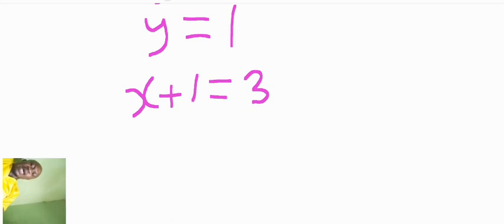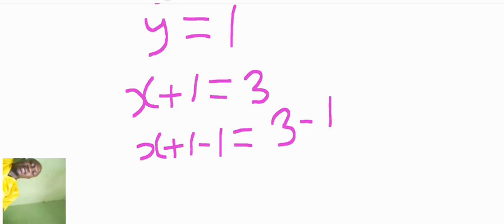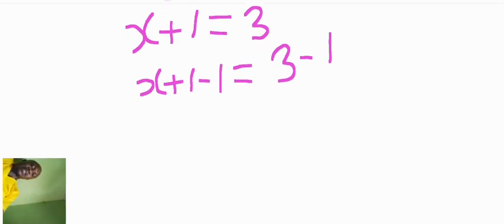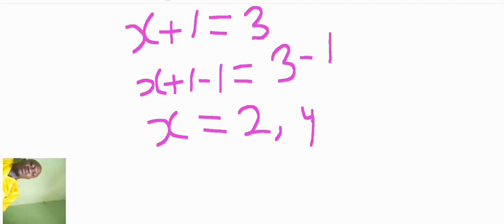So what do we do? I have to add the additive inverse of +1 to both sides of the equation. So I'll be having x plus 1 minus 1 is equal to 3 minus 1. Clearly, 1 minus 1 leaves 0. So at the left hand side, I have x, and at the right hand side, I have 2. Therefore, the value for x is 2, and the value for y is equal to 1.